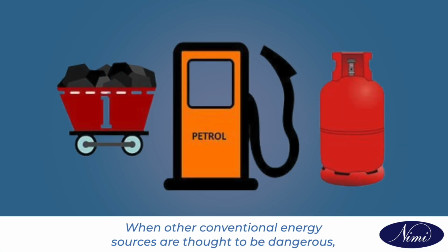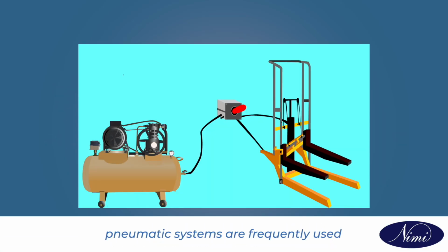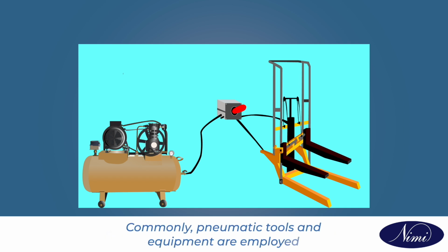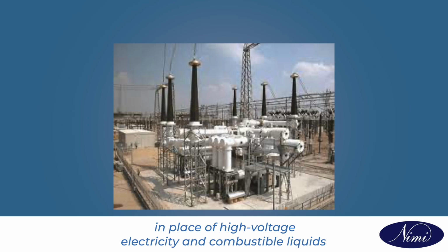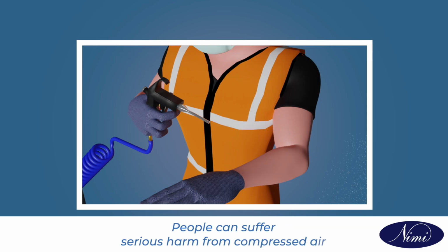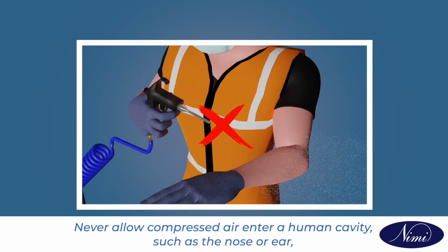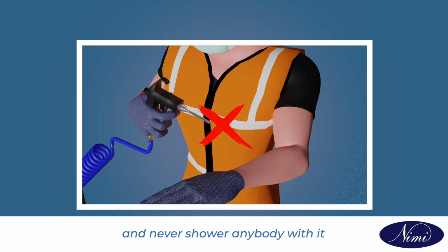When other conventional energy sources are thought to be dangerous, pneumatic systems are frequently used. Commonly, pneumatic tools and equipment are employed in place of high voltage electricity and combustible liquids. People can suffer serious harm from compressed air. Never allow compressed air to enter a human cavity such as the nose or ear, and never shower anybody with it.